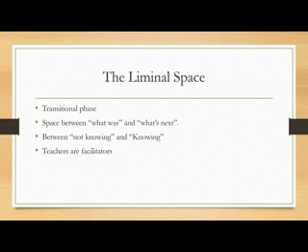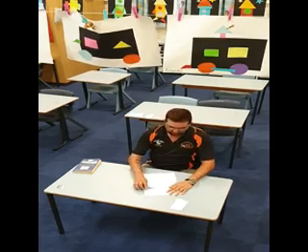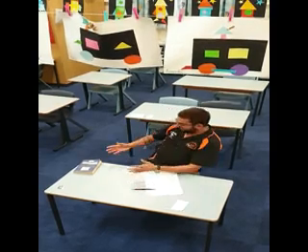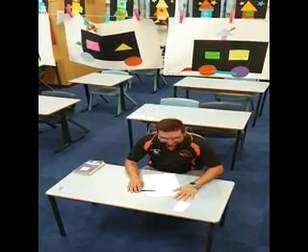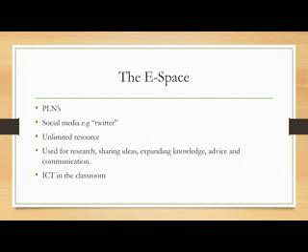This is the space between what was and what's next. In a learning sense, it's a space between not knowing something and knowing something. Students will reach for knowledge that they don't know, much like you reached for that book. Teachers are facilitators. They need to help the students get to that knowledge on their own, and they can't just get it for them. Not like I've given you that book. You're welcome. Now let's find out about the last learning space, the eSpace.